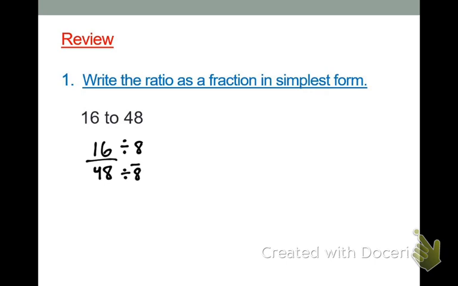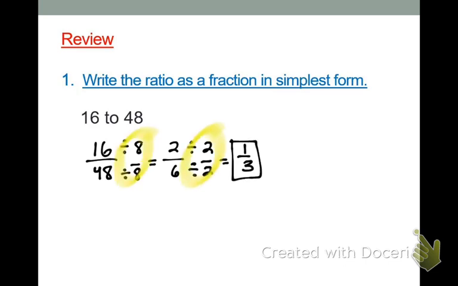What's 16 divided by 8? 2. 48 divided by 8? 6. Is there anything that can go into a 2 that can also go into a 6? A 2. When I do this, what do I get? 1/3. Can that be simplified at all? No. All right, so you can see here I had divide by 8 and I had divide by 2. If you multiply those together, it's a 16. So we really could have put a 16 into both of them. I don't care how you get the answer as long as it's simplified.